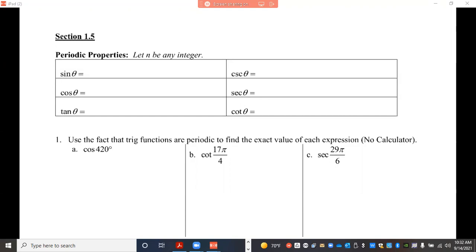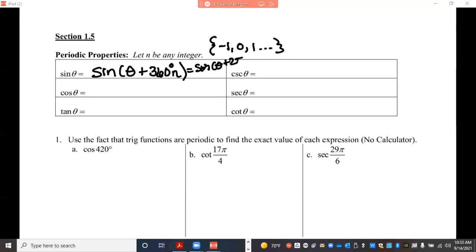So for example, sine becomes repetitive after 2 pi or after 360 degrees. So we could say that the sine of whatever angle we're looking at will be the same as the sine of theta plus 360 degrees times n. And again, n represents any integer. So it could be -1, 0, 1, and so on. Or in radians, we would say that it would be equal to the sine of theta plus 2 pi n.